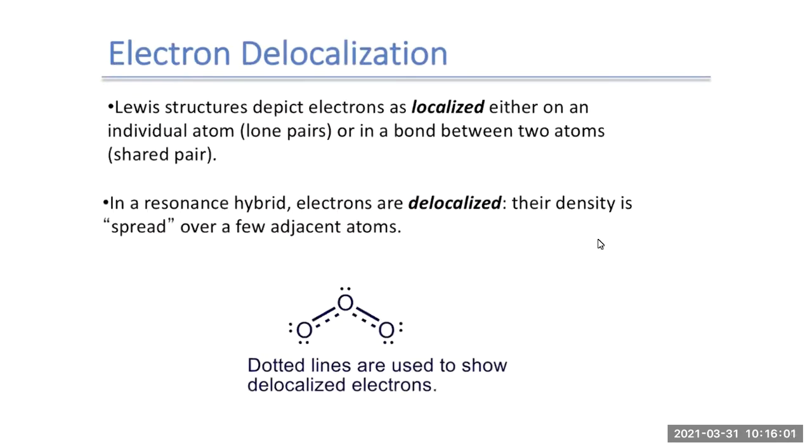We can think of this more as the electrons are delocalized. So if we go back to that ozone example, instead of drawing the two resonance structures, the electrons are really kind of smeared across all three atoms. That's what the dotted line represents, is the electrons are actually delocalized or spread over a few of the adjacent atoms.